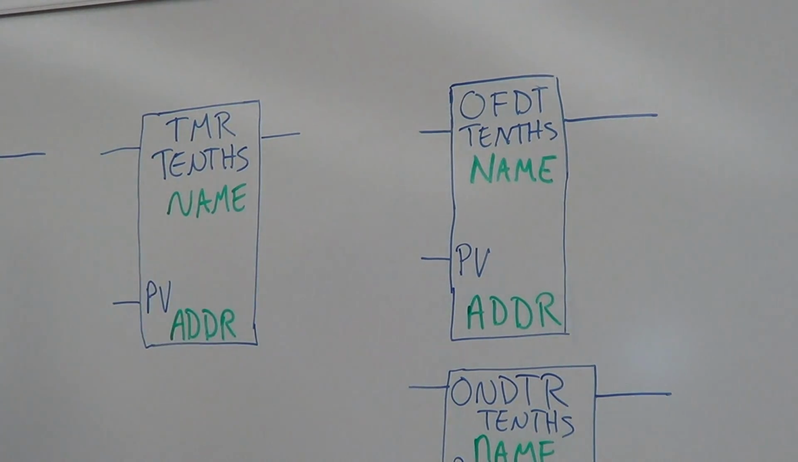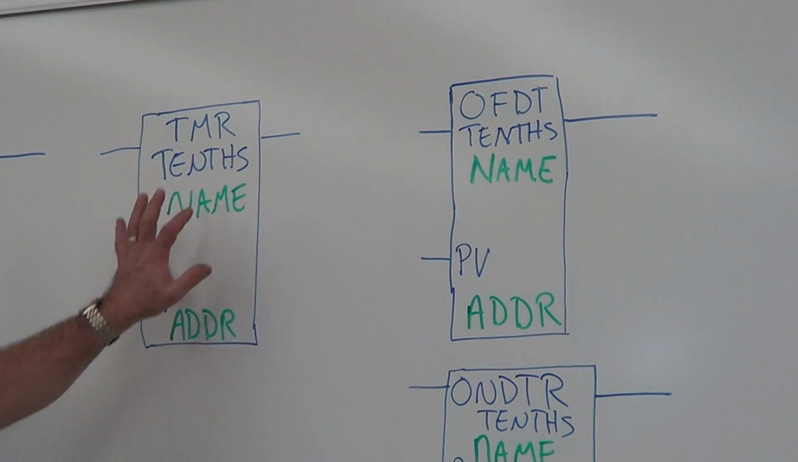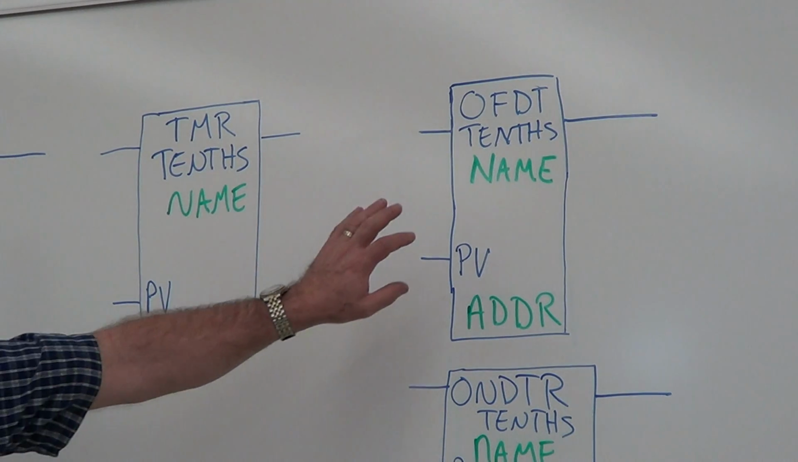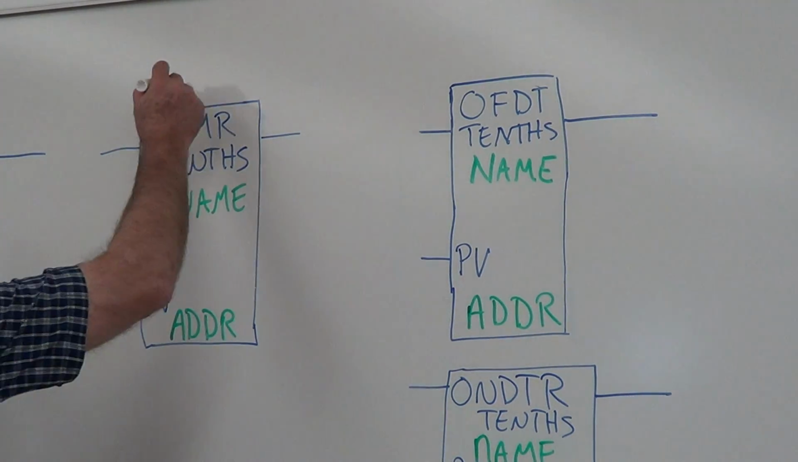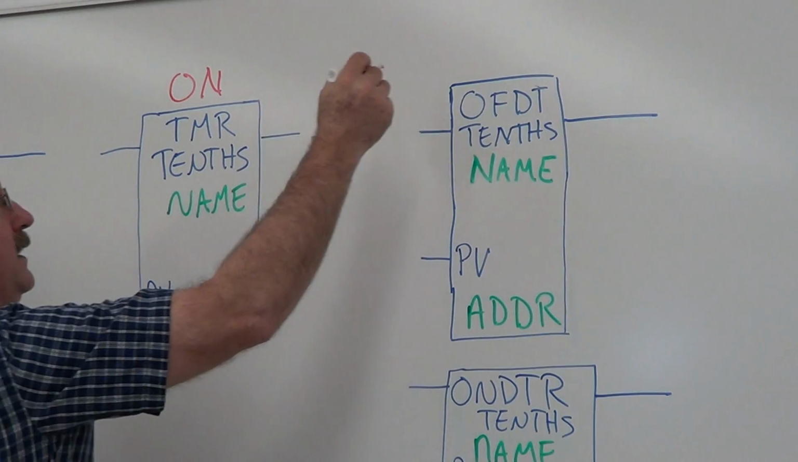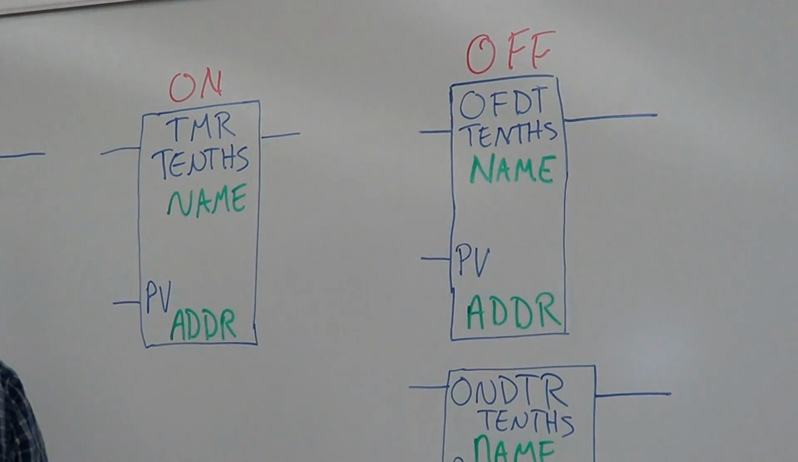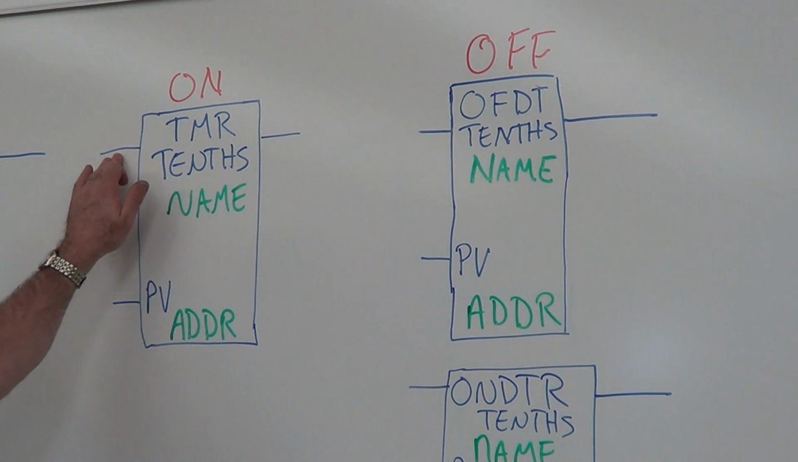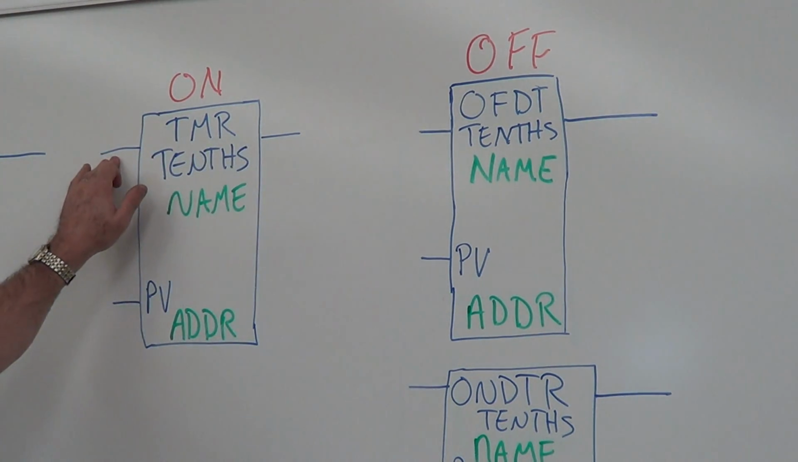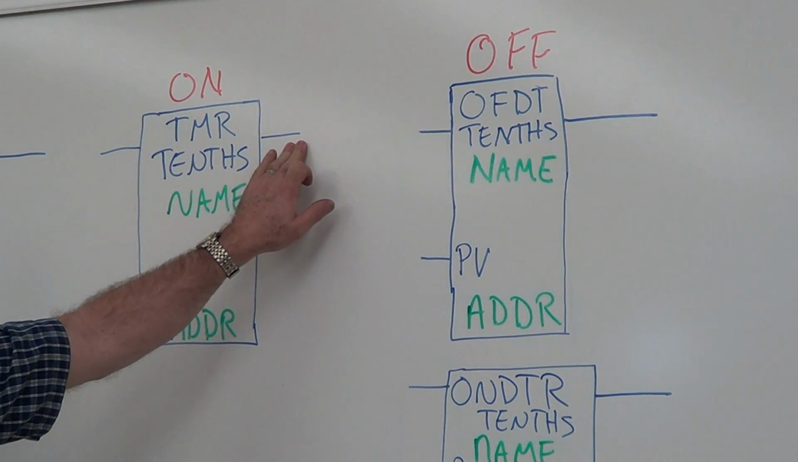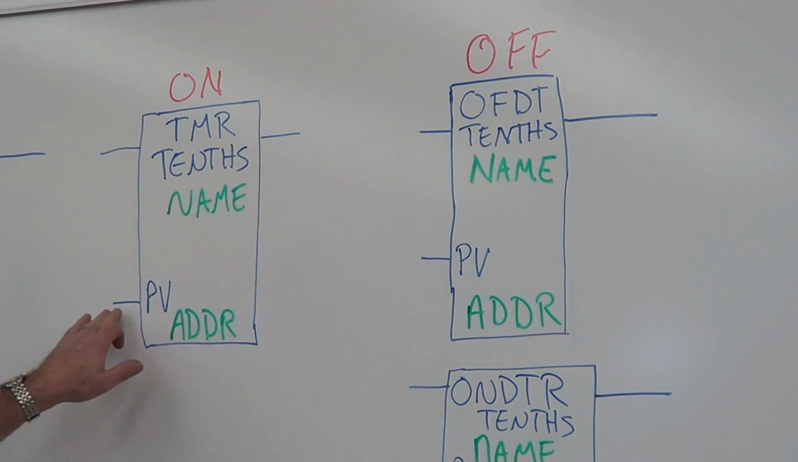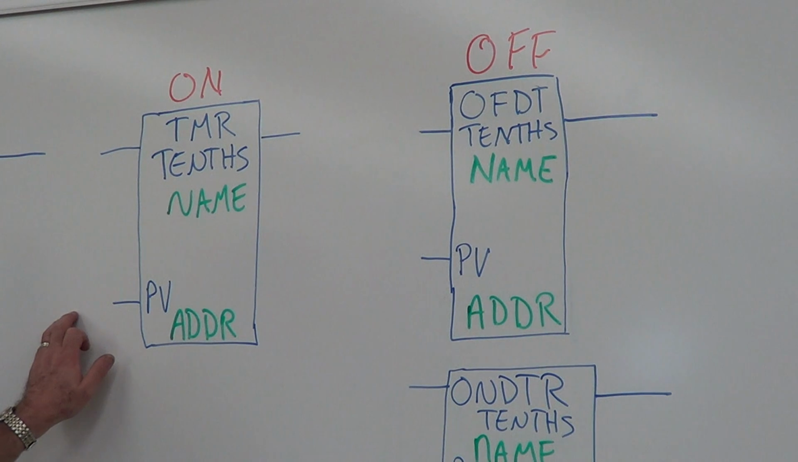You have a function block. Okay? You've got your timer block. This is your on delay timer. This is your off delay timer. On delay and off delay. You have an input. This is your power flow. The top part is your power flow in and power flow out. Okay? Over here you've got PV. This sets your timer, how long it wants to be.